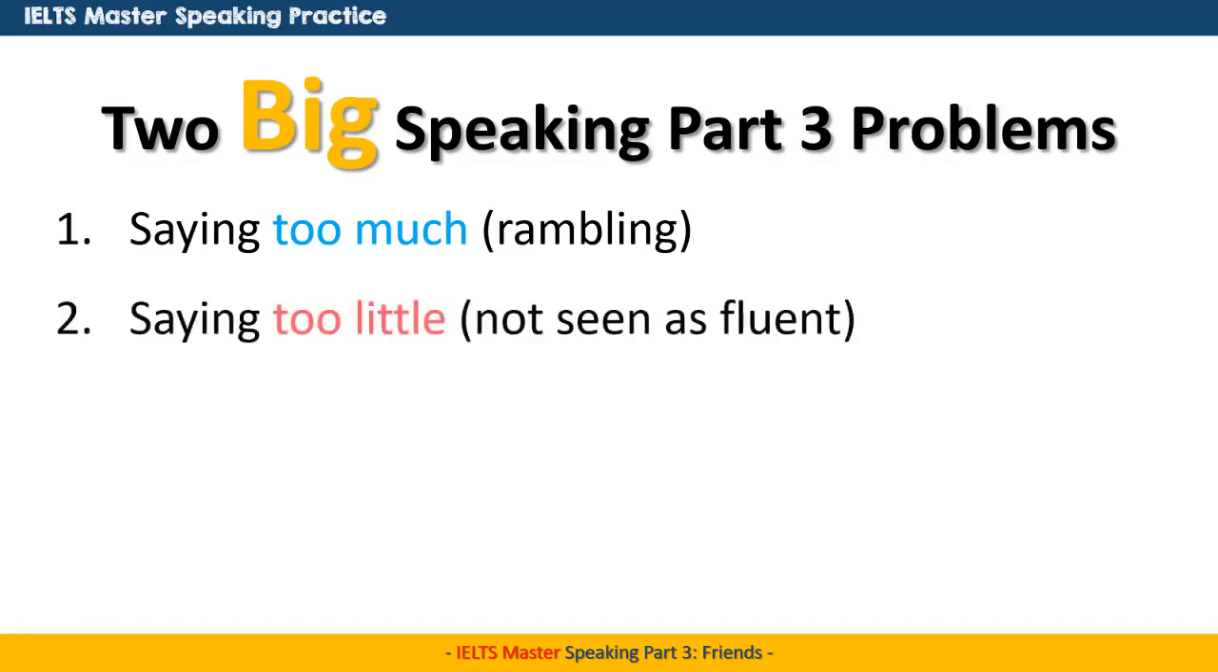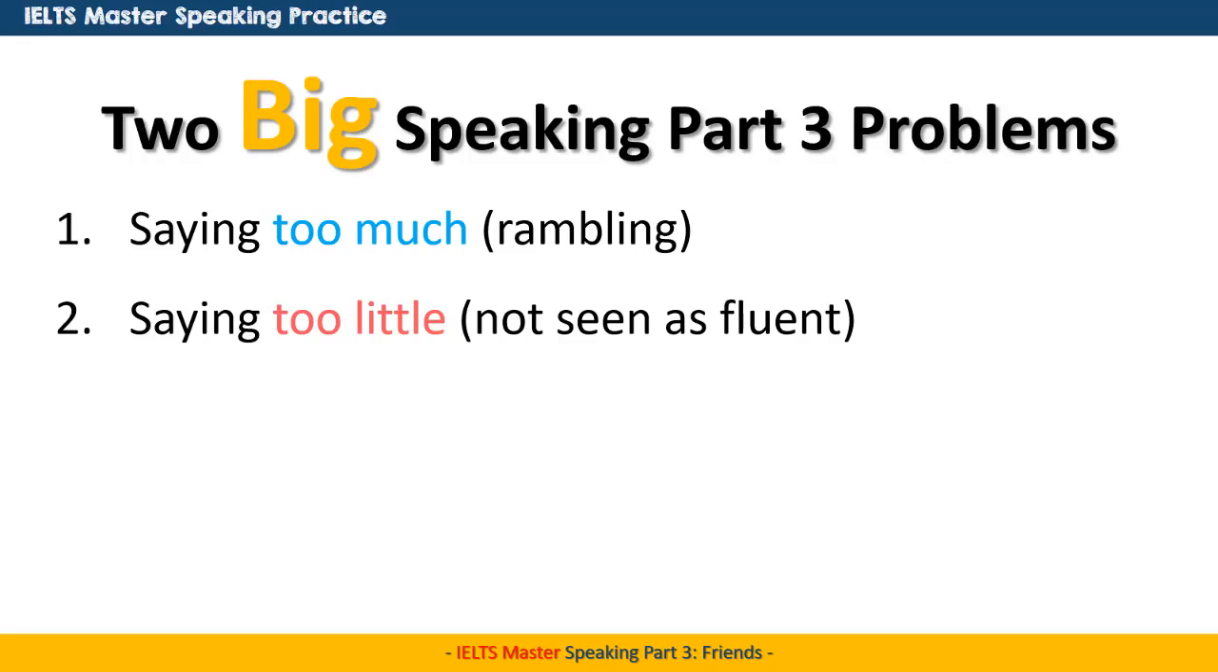So the other problem is saying too little. If you just give a very short answer during speaking part 3, maybe you're not fluent. You don't have the language to give a longer answer. When examiners see that you don't have the language to give a complete answer, they get nervous about you. They think, oh, maybe this person isn't so good at English.